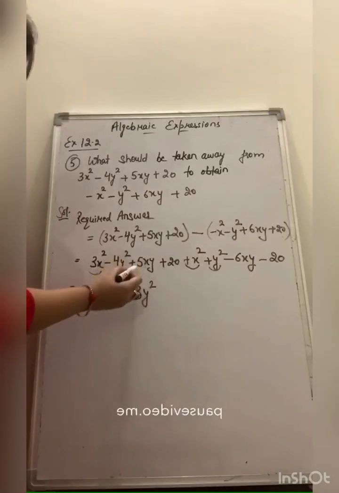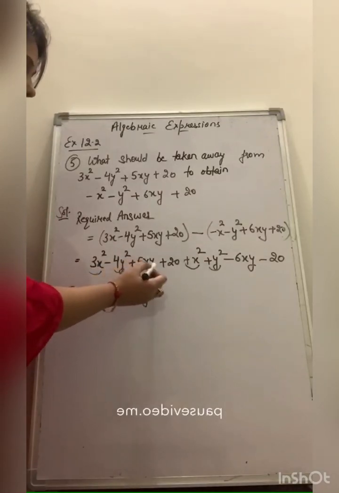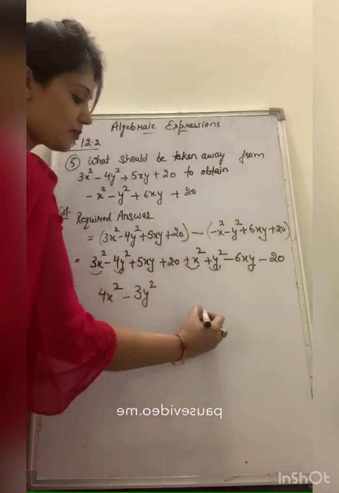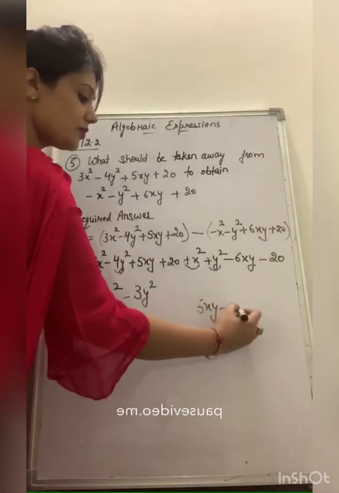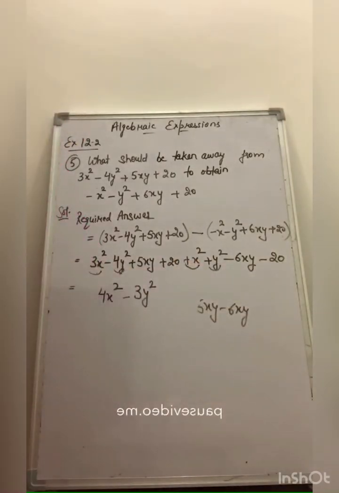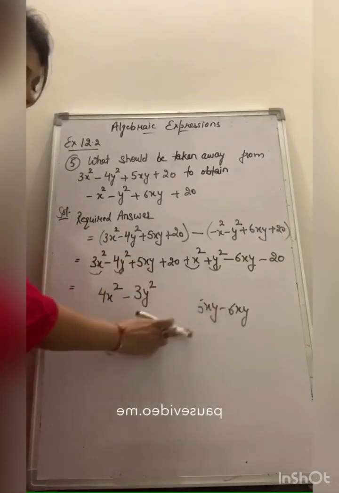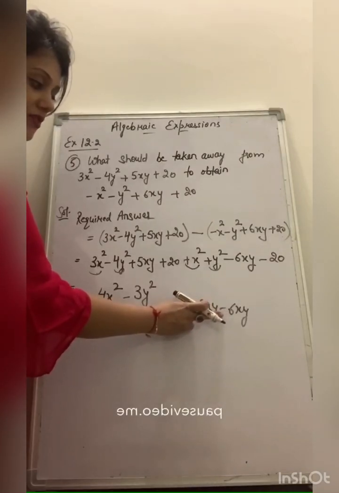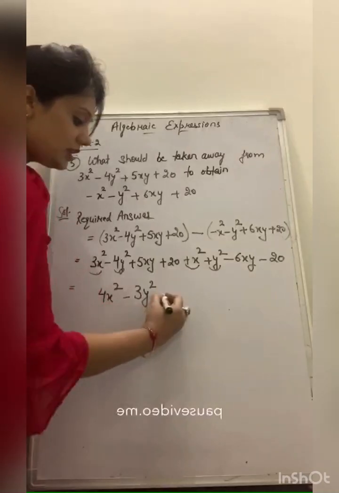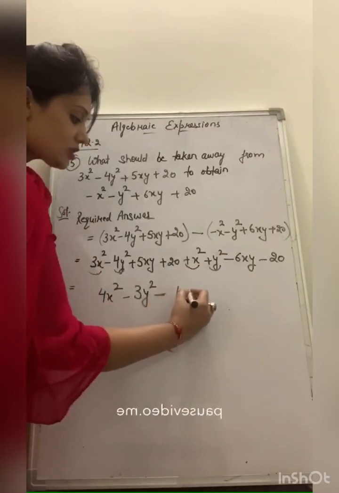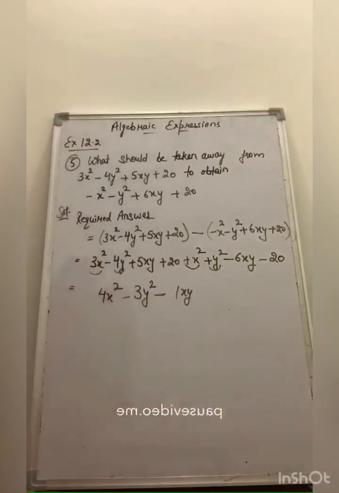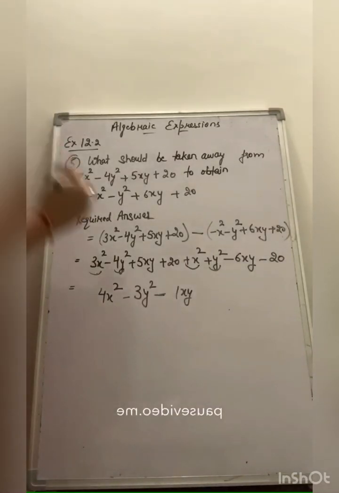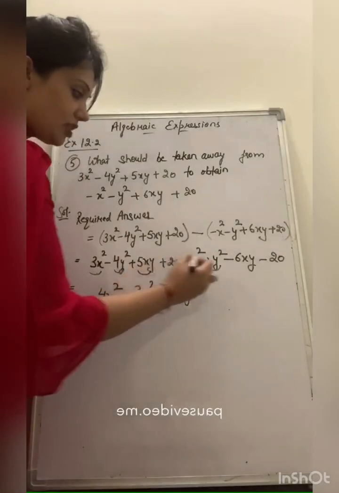Now next, 5xy and minus 6xy. Plus 5xy minus 6xy. It will become what? It will become minus 1xy. 6 minus 5 is 1, and 6 is bigger and it is with a negative sign. So it will become minus 1xy. So you write 1 along with xy, or you write only xy. It is one and the same thing, right? So we are done with this.